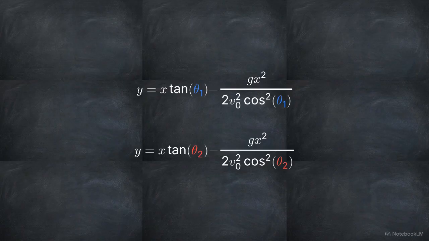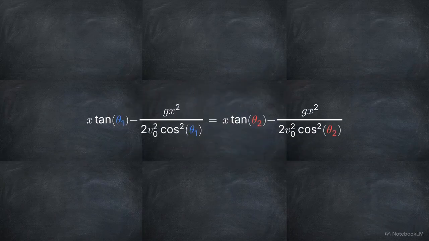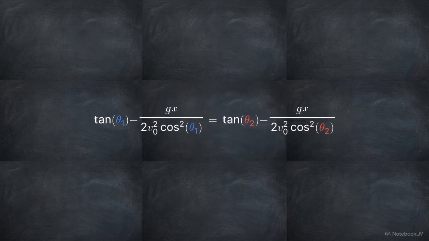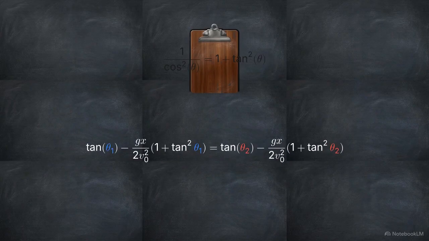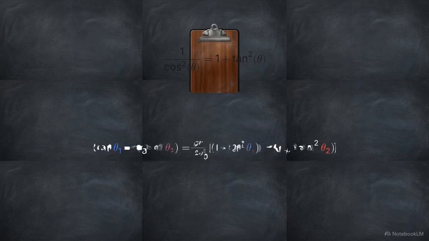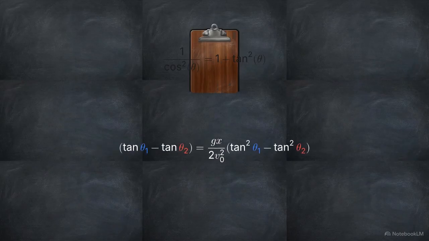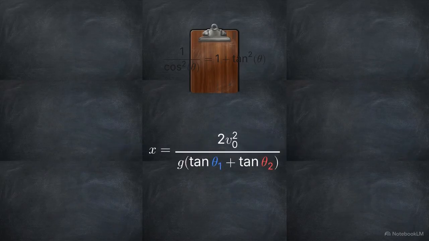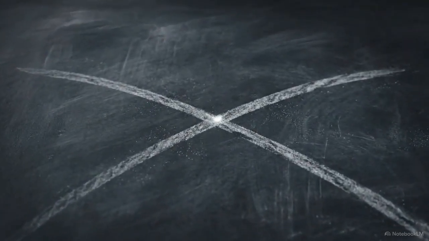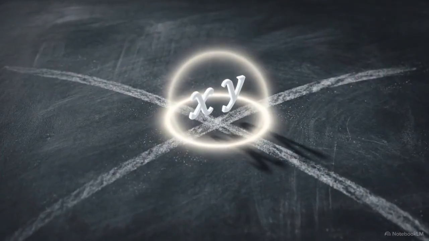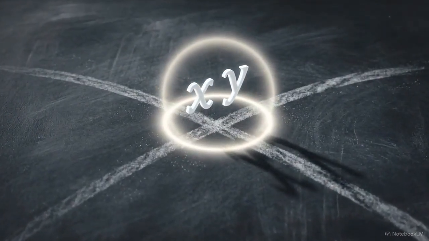To avoid managing two times, we use the trajectory equations for both shells. Equating vertical positions, we divide by x. A trig identity converts 1 over cosine squared into 1 plus tangent squared. Rearranging isolates x, 2v0 squared over g times the sum of the tangents. By removing time from the initial calculation, we have identified the exact physical coordinates where the two paths cross.